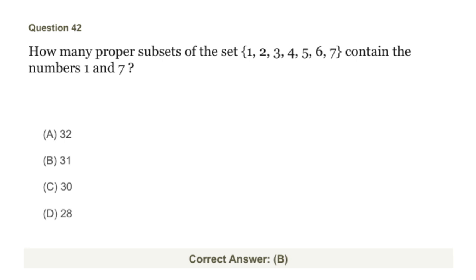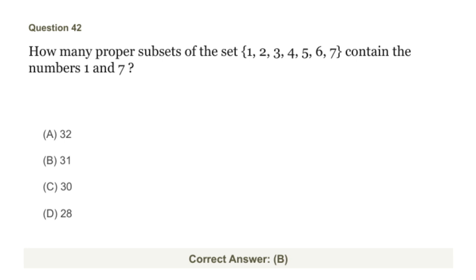If we fix 1 and 7 in our subset, then the remaining elements to consider are 2, 3, 4, 5, and 6. These are the elements that can either be included or excluded freely, as long as 1 and 7 are in the subset. So the problem reduces to finding all possible combinations of these 5 remaining elements. Each element has 2 choices, in or out. That means, for 5 elements, there are 2 to the power of 5 possibilities, which is 32.